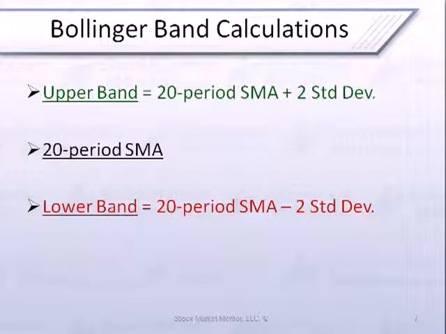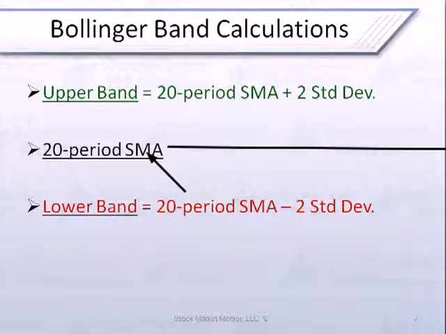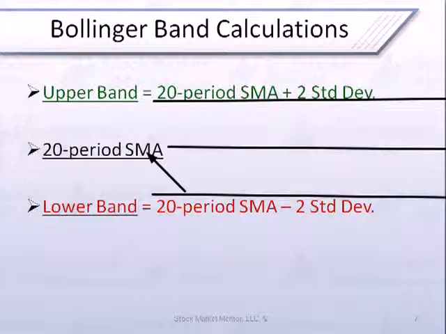Now, bear with me here. So this is how we look at them. Bollinger Band calculations: 20-period moving average. That's the midline. 20-period simple moving average plus 2 standard deviations. That's the upper band. 20-period simple moving average minus 2 standard deviations. That's the lower band. And so the prices, ideally, 90% of them should be within this range.